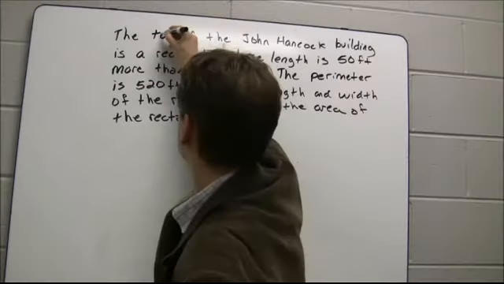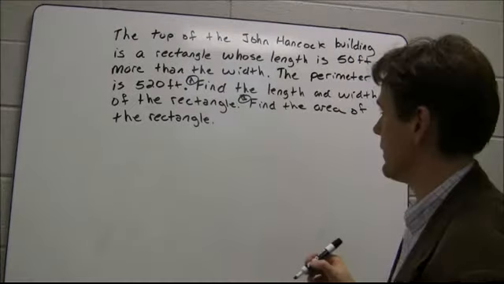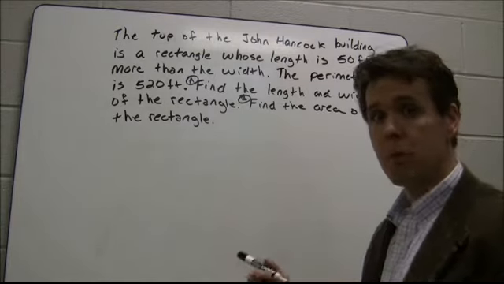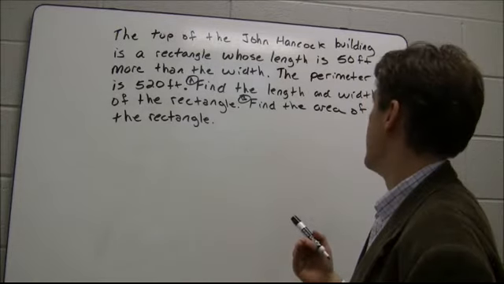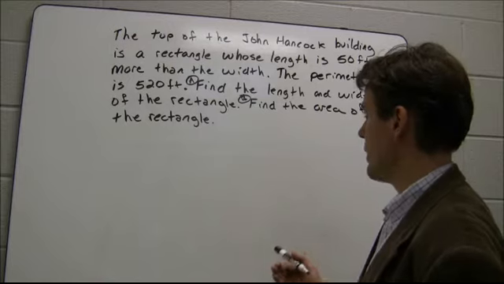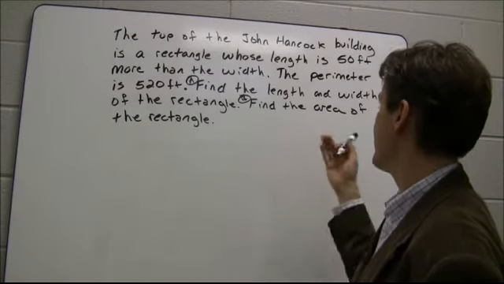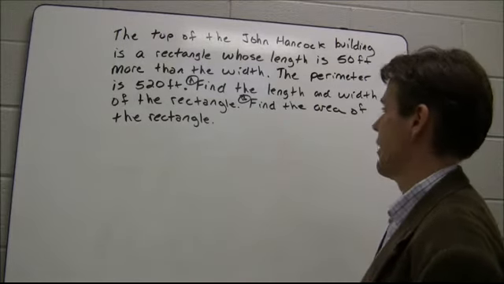The top of the John Hancock building is a rectangle whose length is 50 feet more than the width. The perimeter is 520 feet. Find the length and width of the rectangle and then find the area of the rectangle. So let's look at part A.